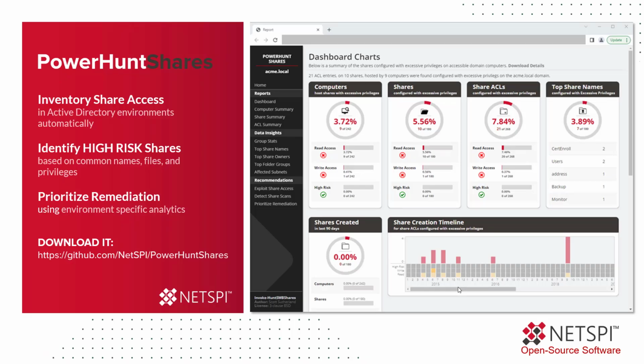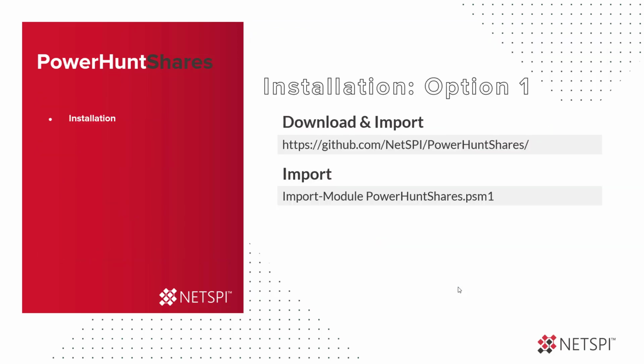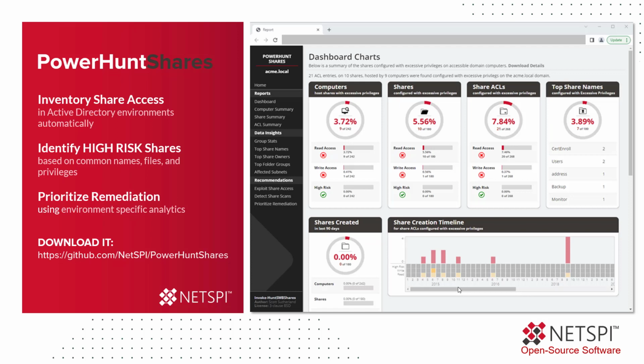So what PowerHunt Shares is going to do for you is go out, inventory all the computers in your Active Directory environment, and get a list of all the shares. Using the searching techniques we discussed before, it will identify the high-risk shares. And then using the data analysis techniques we talked about, it's going to also provide you some data insights that could help you prioritize remediation. And it comes with a lot of fun output. So you get this HTML report, which is kind of the landing page, but also you'll get a CSV and some other things.